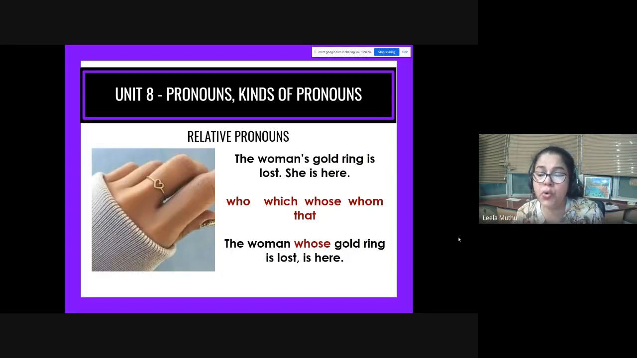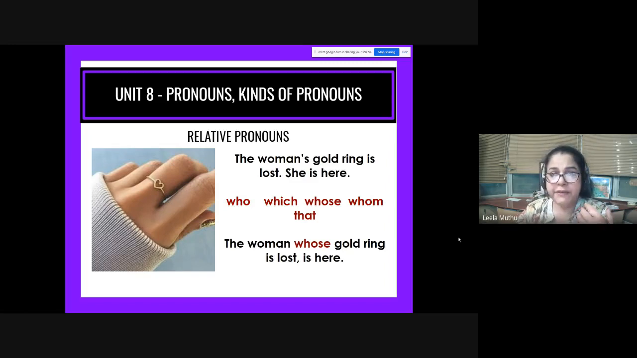The woman's gold ring is lost. She is here. Okay, it shows something that belongs to somebody else. So here, you can use whose, because whose usually shows possession. Okay, so the woman whose gold ring is lost is here.